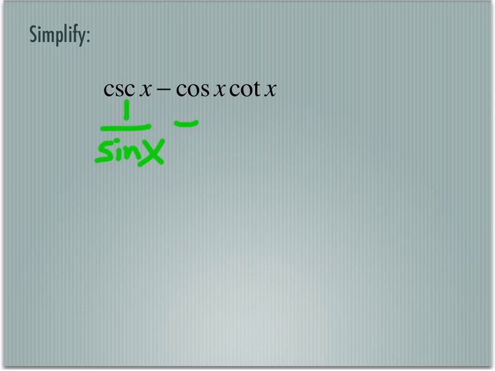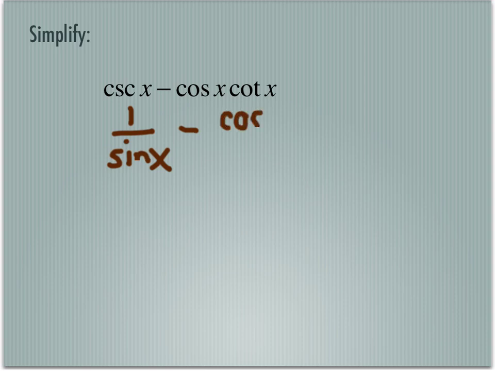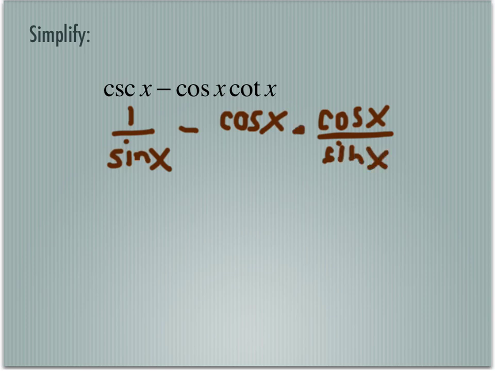I know that cosecant is 1 over sine. I don't like that green on here very much, so I'm going to start over in some different color that I can see. How about brown? Okay, so we got 1 over sine of x. Now cotangent is cosine over sine. I'm going to leave that as the cosine of x, and I'm going to write the cotangent as cosine over sine. By the way, this is supposed to be a multiplying sign there. And what that helps me with is that now I have a common denominator on each of these things.